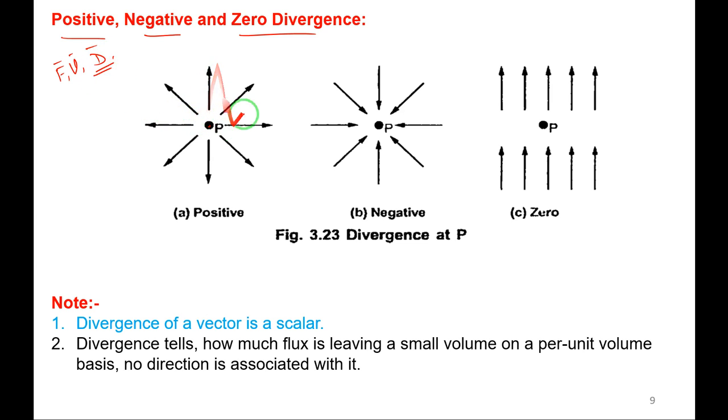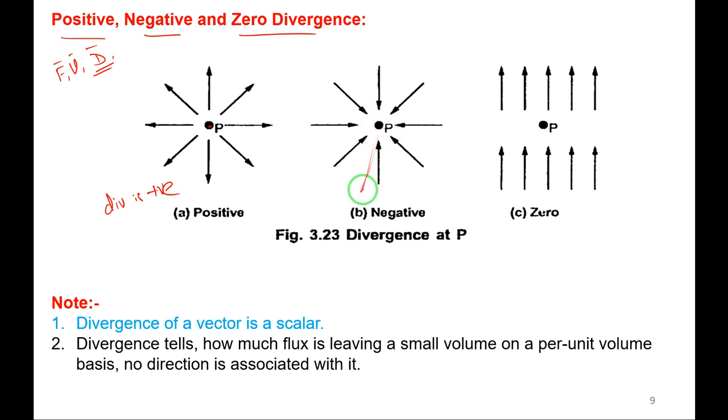The flux lines are leaving everywhere in all the directions. If the field is varying or moving away from the point P, then in such a case we say that the divergence is positive, right? The divergence is positive. This is the source of that particular field, the source of the field at point P. This is the source, right?